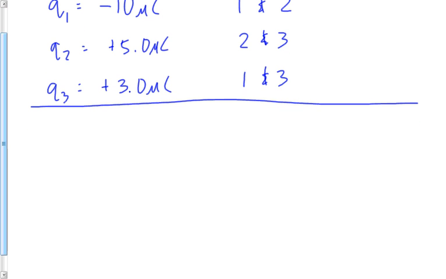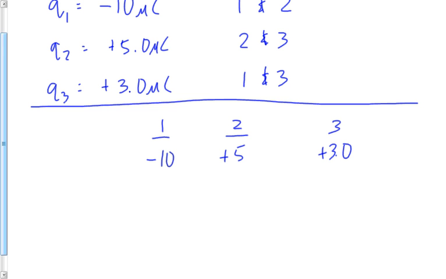So let's draw a little chart here. We've got three charges, 1, 2, and 3. They start off as minus 10, plus 5, and plus 3 microcoulombs. Just do it in microcoulombs. The standard unit for charge is a coulomb, but if you're doing a problem like this where you're just averaging things together, there's no reason why you have to do the conversion there. Just leave it as microcoulombs.